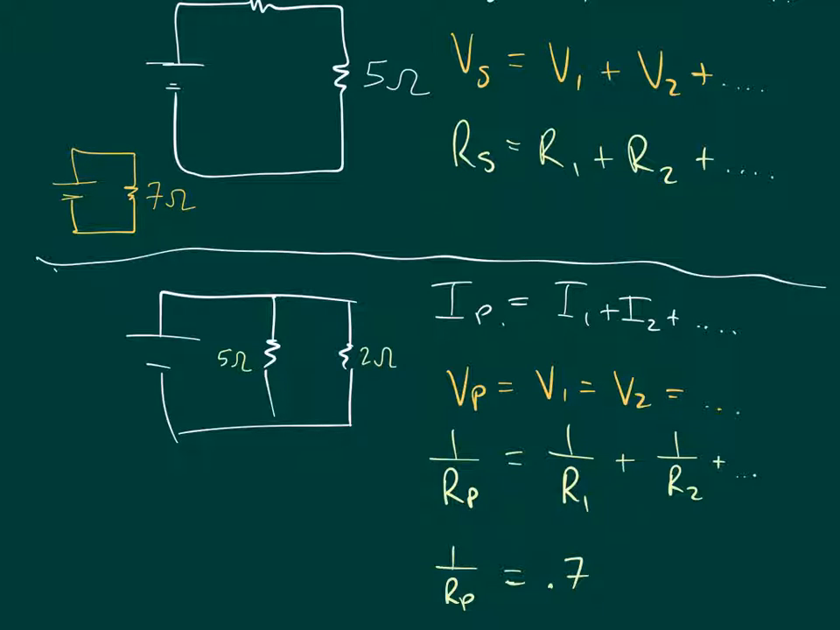So the overall resistance in this parallel circuit could be replaced with one resistor here. And this will yield an overall resistance of 10 over 7 ohms. This will be around 1.5. So that would be this resistance over here, 10/7.